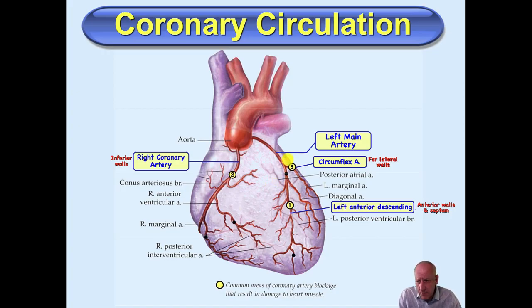The left main branches into the left anterior descending, or the LAD. The LAD feeds the septum and the anterior walls. The other branch is the circumflex artery, which wraps around the backside of the heart to feed the far lateral walls. The three most common sites of coronary obstruction, infarction, are first, the left anterior descending, second, the right coronary artery, and third, the circumflex.